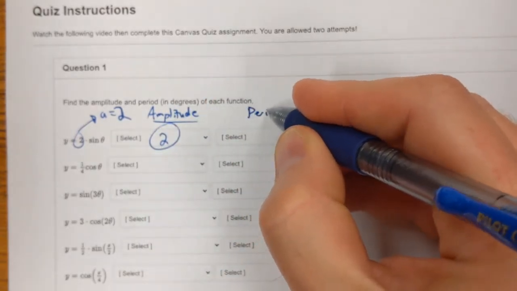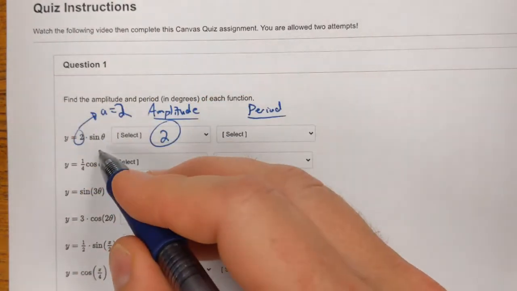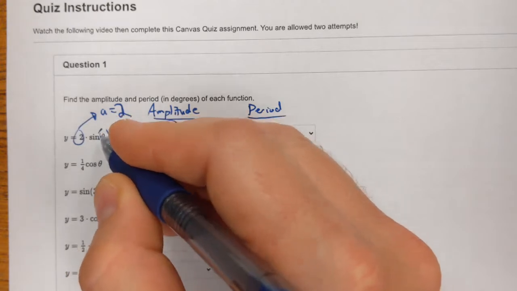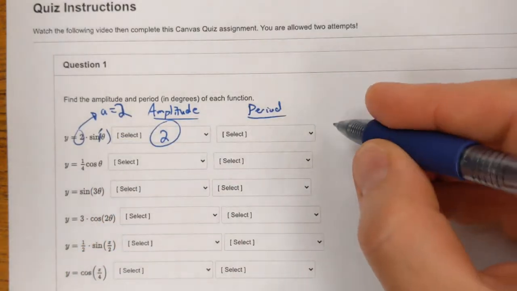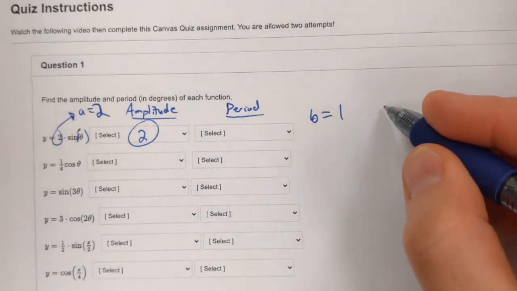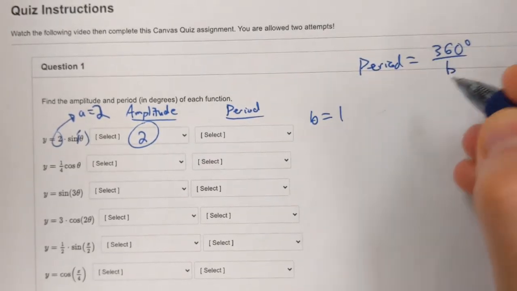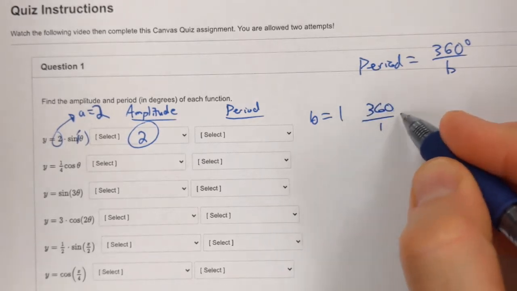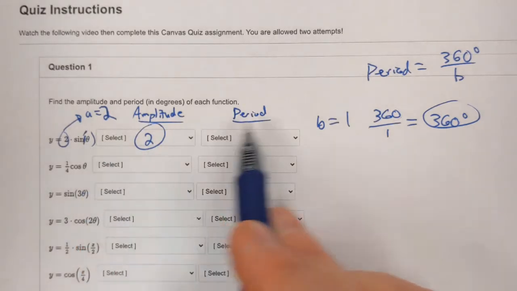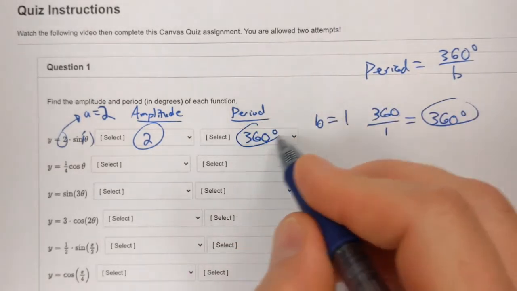In the second column, you have to list the period in degrees. Okay, now let's look at the period. You'll notice that this question does not have a b value. If you really wanted to, you could put a 1 in front of the theta. You could technically say that this has a b value equal to 1. So remember the formula for period. Period is simply 360 degrees divided by b. So here we're going to go 360 divided by 1. It is 360. In other words, if there's no b value, you can say that b is equal to 1, and the period would be 360 degrees.